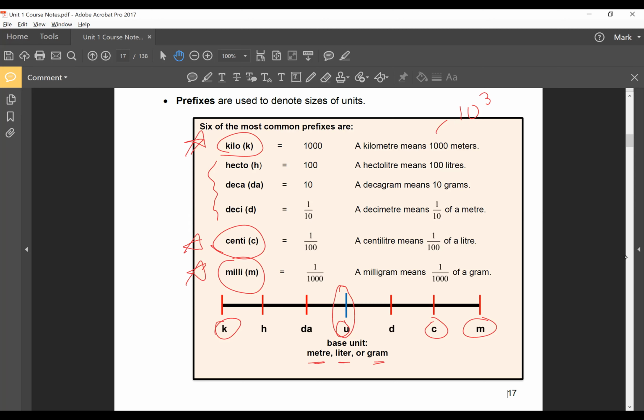Centi. Now, centi and milli are less than the base unit. What I mean is they're smaller. So a centiliter or a centimeter is 1/100th of a liter, so you could divide by 100 to figure out the liters. A milligram or a milliliter or a millimeter is 1/1000th of a gram. So this is 10 to the -2. This is 10 to the -3.